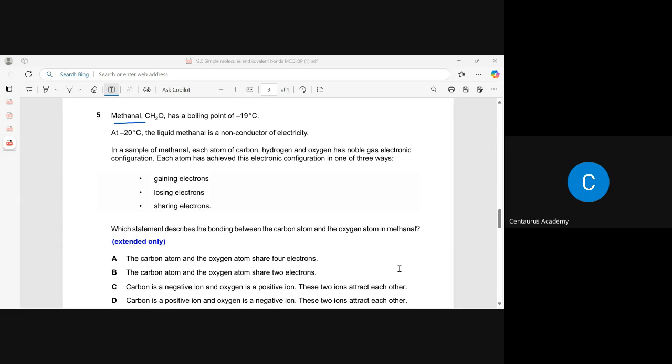Okay, Ryan says A, and Ayla and Abdullah are saying B. Can you explain your answer, Ayla and Abdullah? Yes, can you elaborate on your option choices?